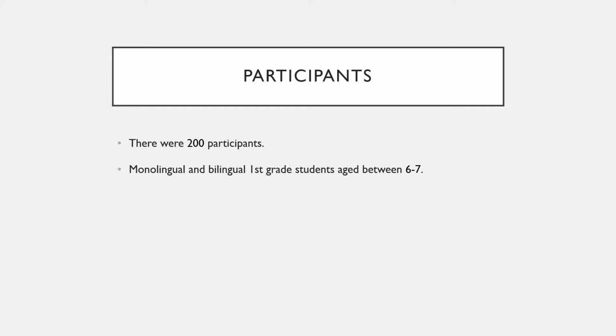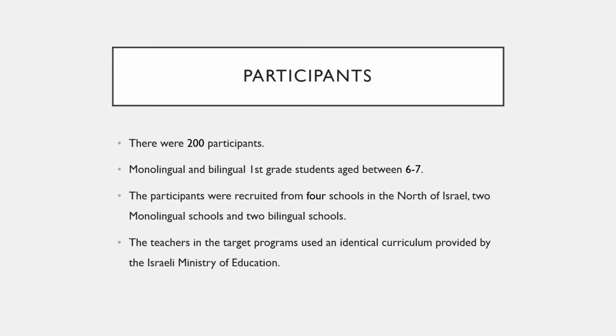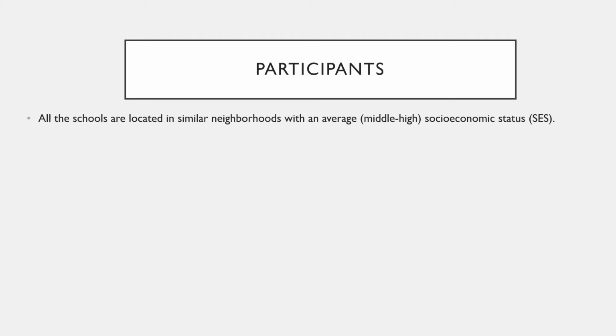Okay, moving to the methods now. The participants were 200 monolinguals and bilinguals. They are first graders, their ages are between 6 and 7 years old. The participants were recruited from 4 schools in the north of Israel, 2 monolingual schools and 2 bilingual schools. The teachers in the target programs used an identical curriculum provided by the Israeli Ministry of Education. All the schools are located in similar neighborhoods with an average middle-high socioeconomic status.